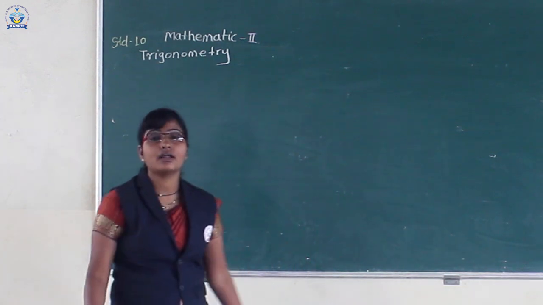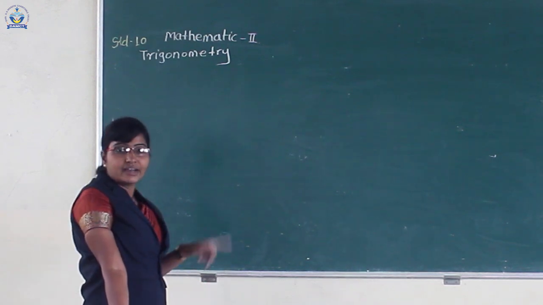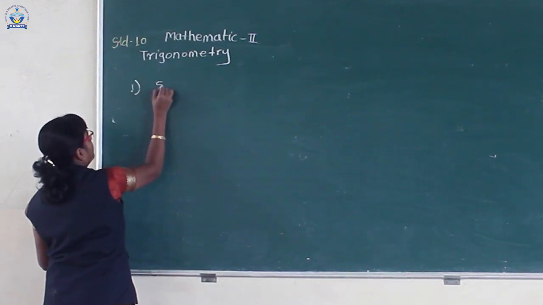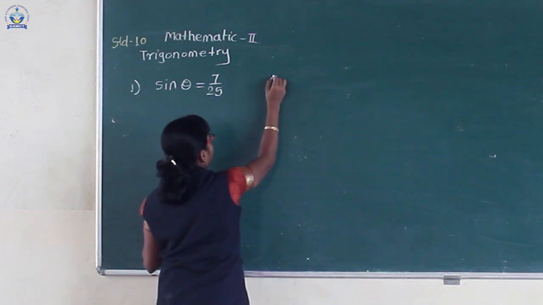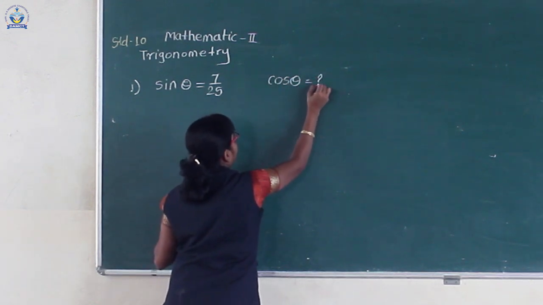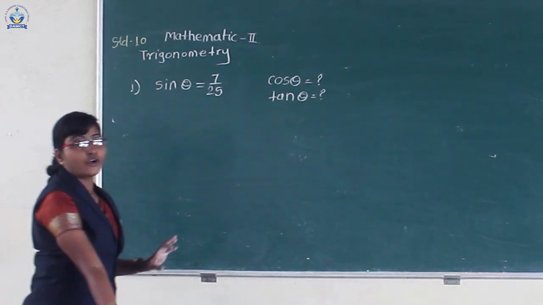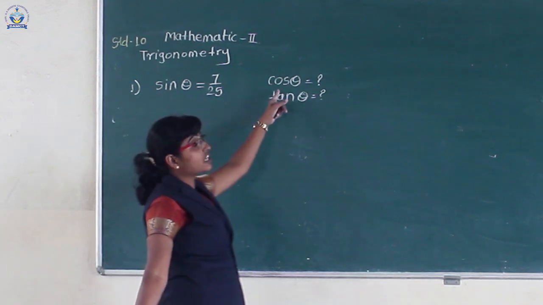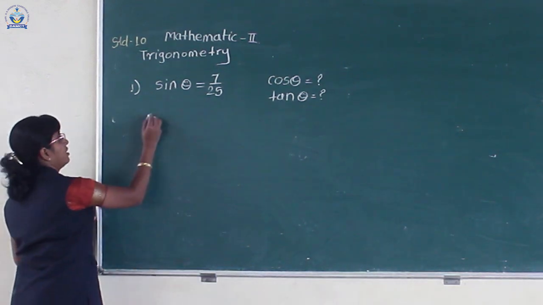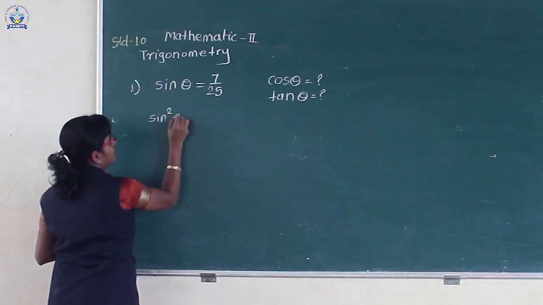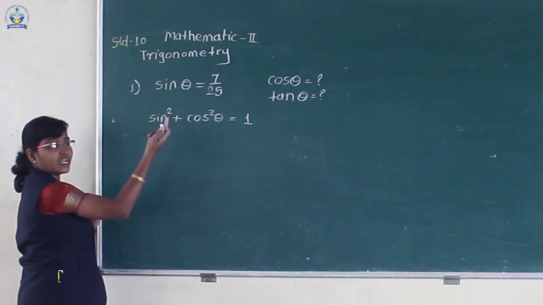First example we can see here: if sin theta is 7 by 25, find the value of cos theta and tan theta. Sin theta is 7 upon 25, and we can find cos theta and tan theta. We already know the trigonometric identities, and the sin theta and cos theta related identity is the first one, that is sin square theta plus cos square theta is equal to 1. We are already given the value of sin theta.